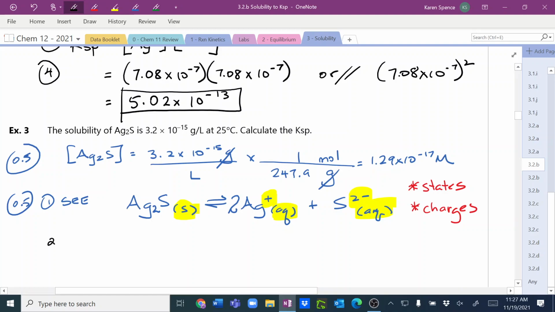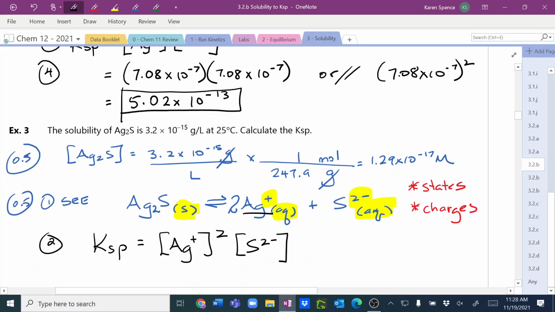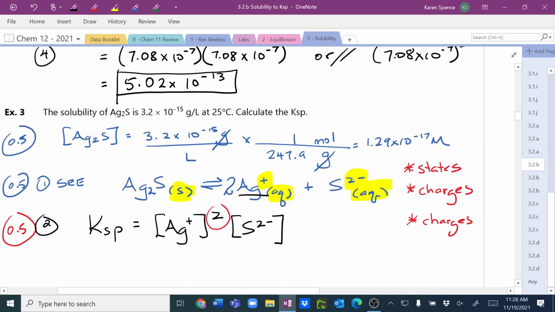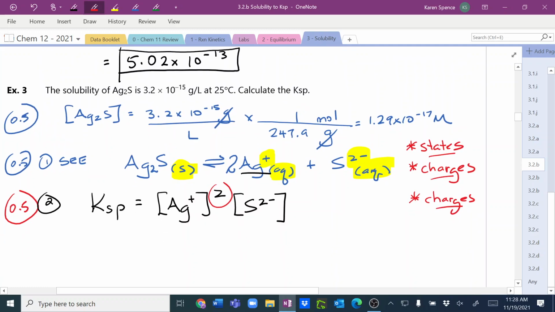Second thing we need is a KSP. KSP is equal to the concentration of Ag plus squared times the concentration of S2 minus, and there we are. And don't forget, once again, you still need your charges, and you need the exponent, 0.5. But take off 0.25 if you're missing any of these things, any of those places.